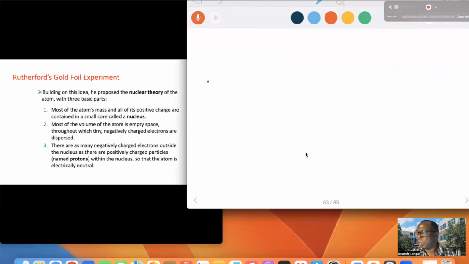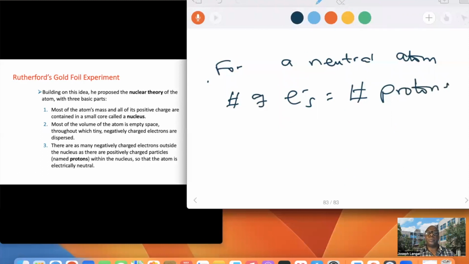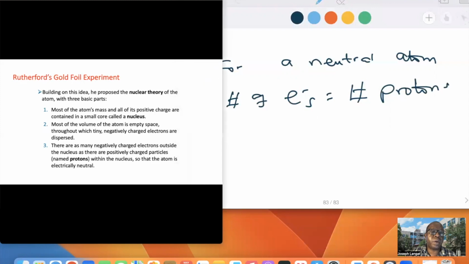All right. Remember these four: for a neutral atom, the number of electrons equals the number of protons. Later on, we look at the ions. We do not have the same number of protons and electrons when a neutral atom loses an electron or electrons. The number of protons and the number of electrons are no longer the same.